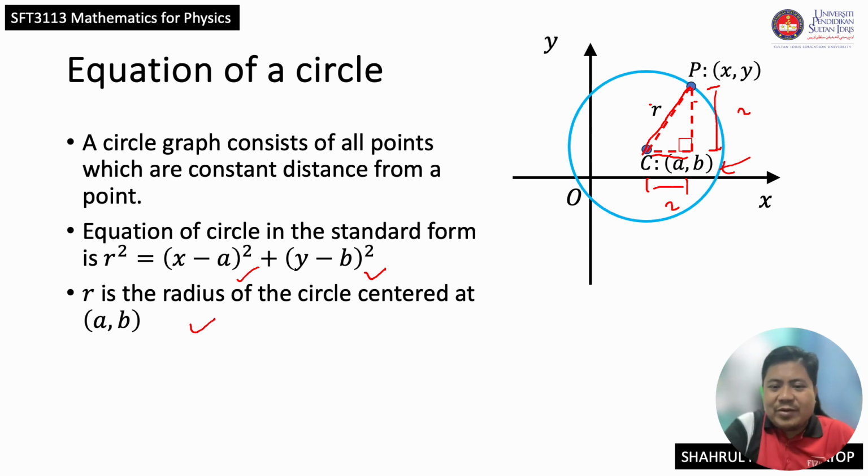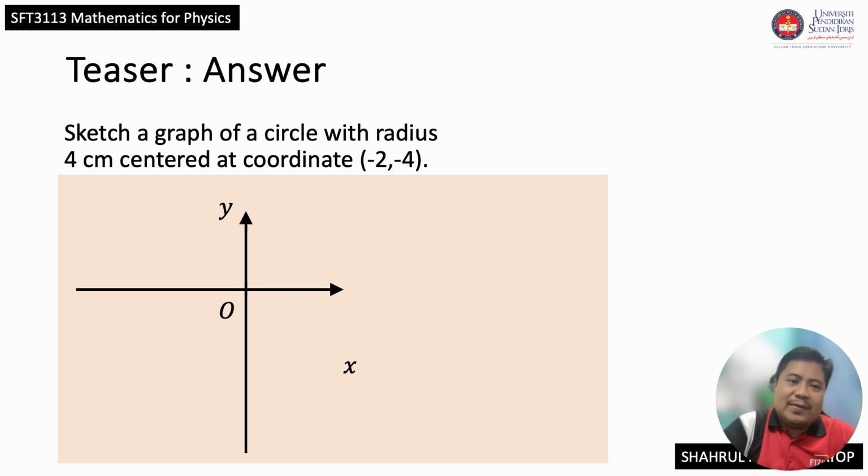Alright, then we return back to our initial problem. Sketch a graph of a circle with a radius of 4 centered at the coordinates minus 2, minus 4. So you can have this is 1, this is 2, this is 4. And you can have here 2 and minus 4. So minus 2, minus 4 is around here. Okay, and then 4 centimeters, so you can have a border.